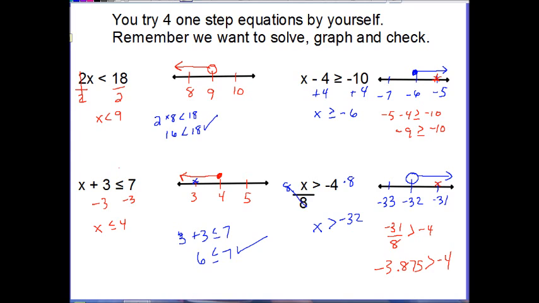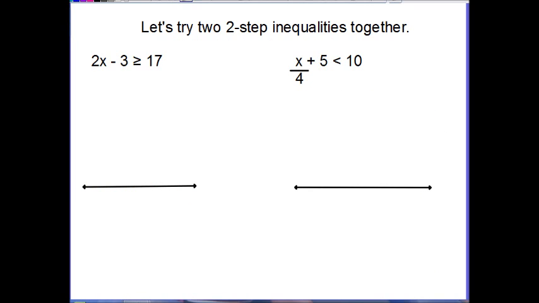So let's try 2 two-step inequalities together. So here we go. Our first step, we have 2x minus 3 is greater than or equal to 17. First thing I want to do is move the piece being added or subtracted, in this case the minus 3, by doing the opposite and adding 3 to both. They cancel out because they add to give me 0, which leaves me with 2x is greater than or equal to 20.